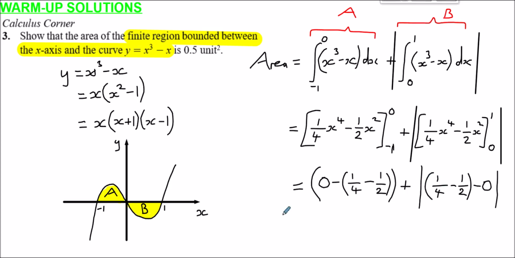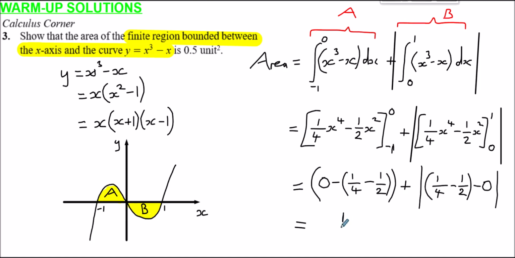which is why we take this magnitude here. So now if we input this, what we're going to get here is 0 minus a quarter minus a half is minus a quarter. So minus a quarter, the first bit is going to give us 1 quarter.